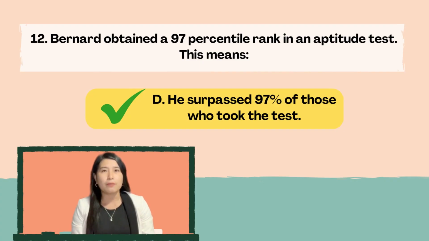It only means his score is higher than most of his classmates. For example, if 100 students took the test, Bernard is somewhere near the top 3 highest scores because only about 3 students scored higher than him.